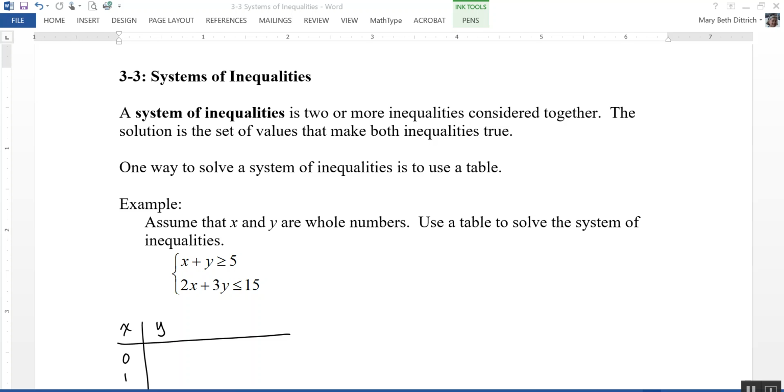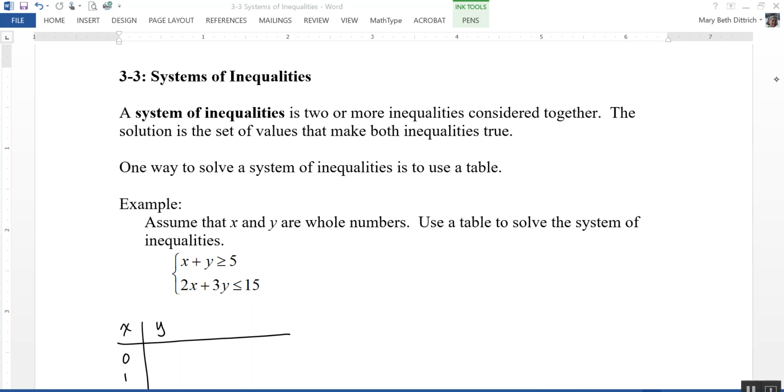Section 3.3 is on systems of inequalities. A system of inequalities is two or more inequalities that are considered together. The solution is the set of values that make both inequalities true. One way to solve a system of inequalities is to use a table.